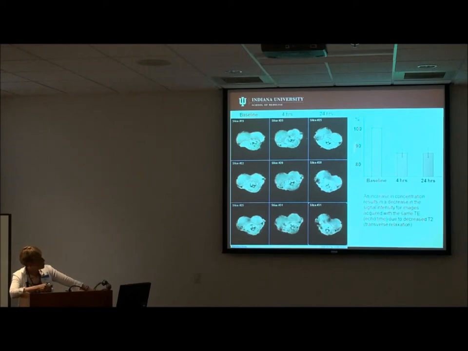And here's the idea. Again, I'm showing you, it goes from light to dark, so this is essentially delivery. So here's baseline, 4 hours, and 24 hours. I don't know exactly when between baseline and 4 hours we got delivery, but we had no delivery beyond that, because it was exactly the same at 24 hours as it was before.